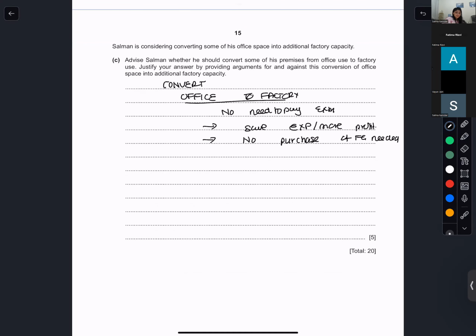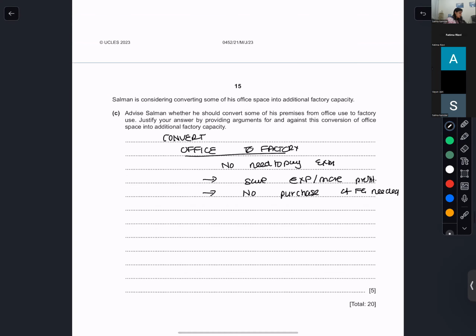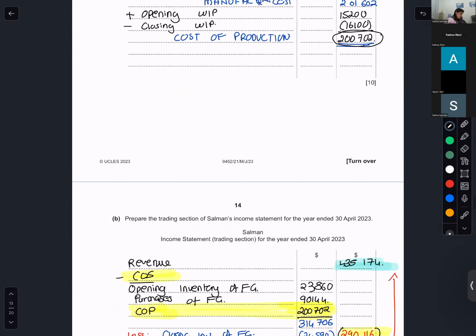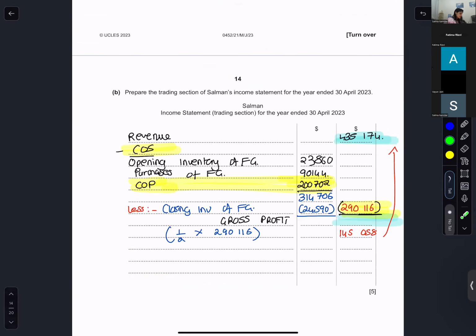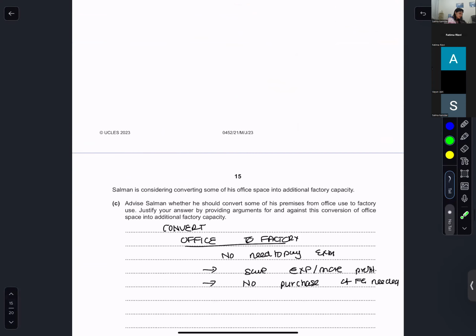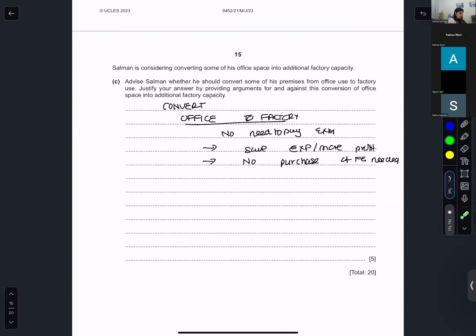Miss, I didn't understand. Over here, he had purchased finished goods from outside. So if he converts his office space into factory, he will produce more. He will buy less from outside. So he will not have to pay extra rent. He will be extra profitable and he might not need to purchase finished goods from outside.